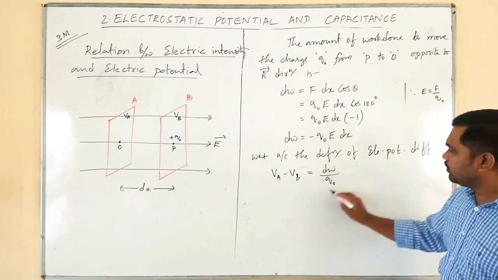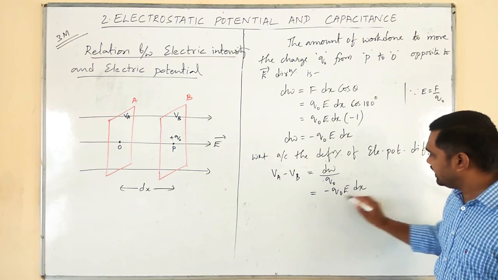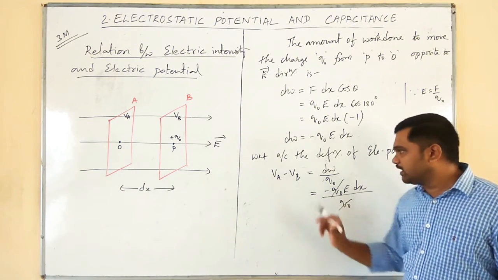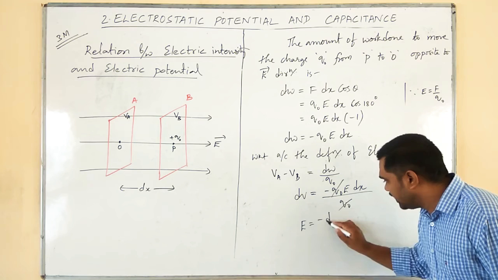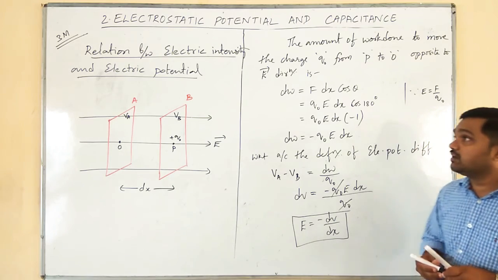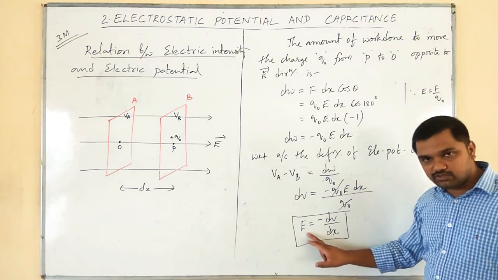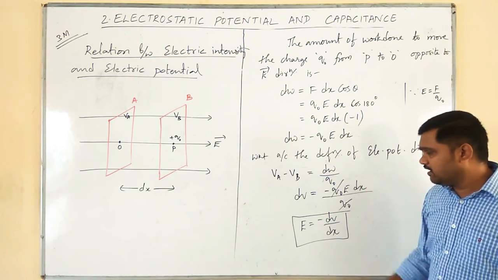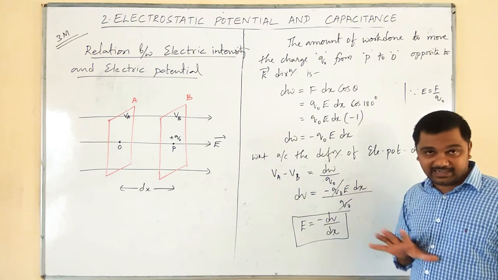What is the value of dW? The value of dW is minus Q naught E dx divided by Q naught. Q naught cancels. We can write VA minus VB as dV. Therefore, E is equal to minus dV divided by dx. This is the expression for the relation between electric intensity and electric potential. We can also say this like this. In the syllabus, the question would have been: show that electric intensity is equal to negative potential gradient.